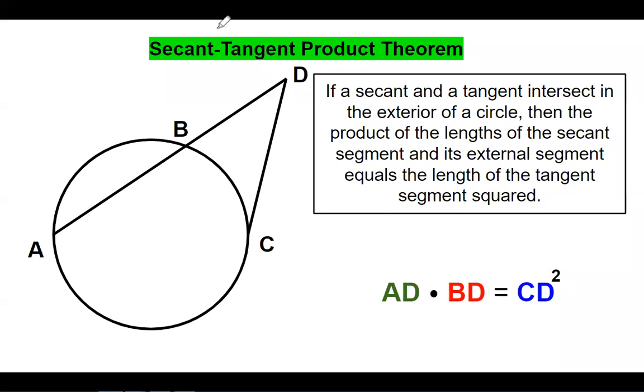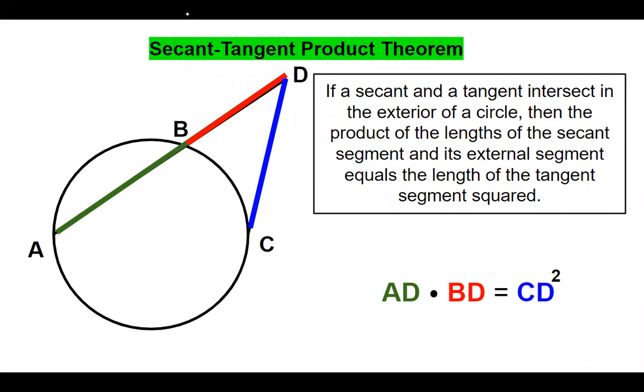So AD is my secant. BD is that exterior piece. And we're going to make it equal to, there's no secant, there's a tangent. And we're going to multiply it by that exterior piece again, which is that same length, right? That same tangent segment.